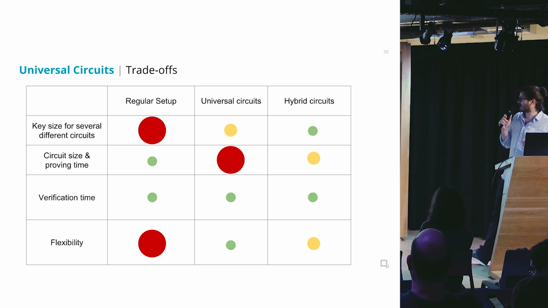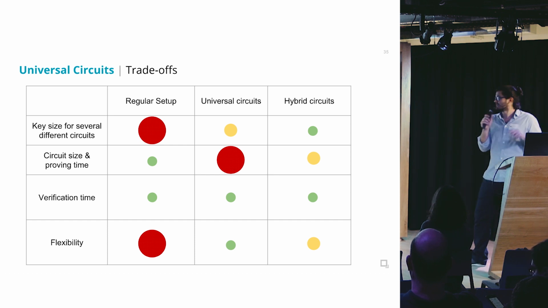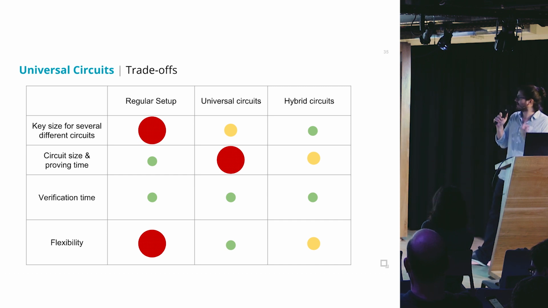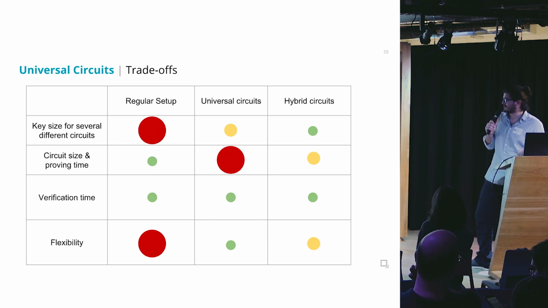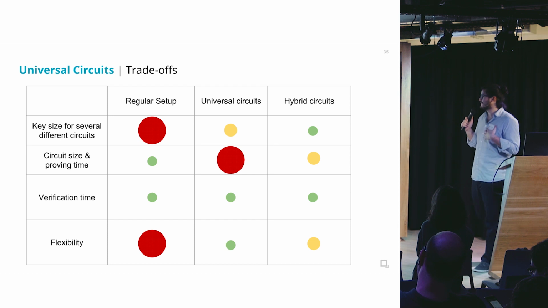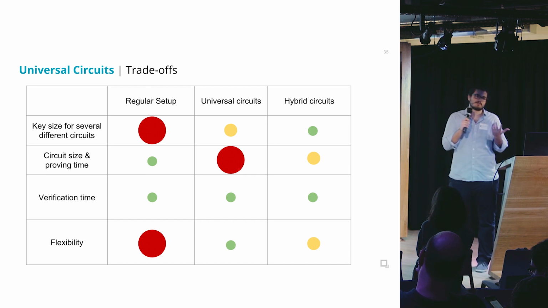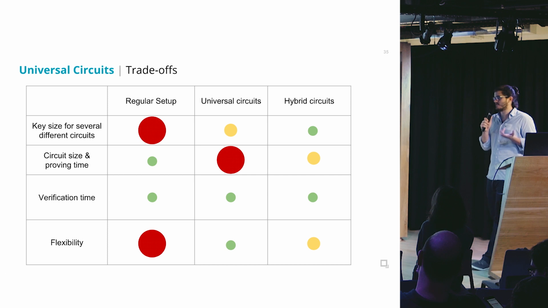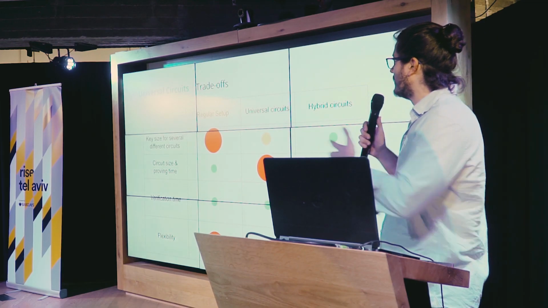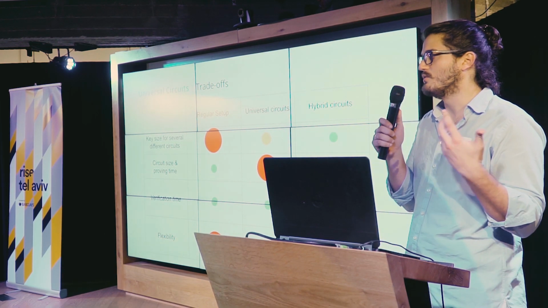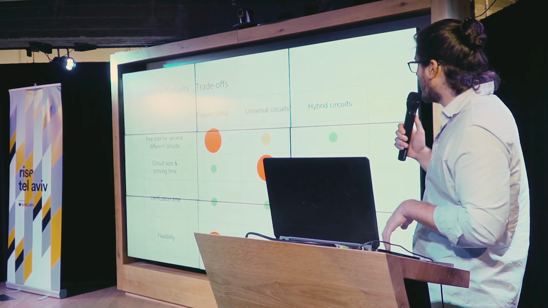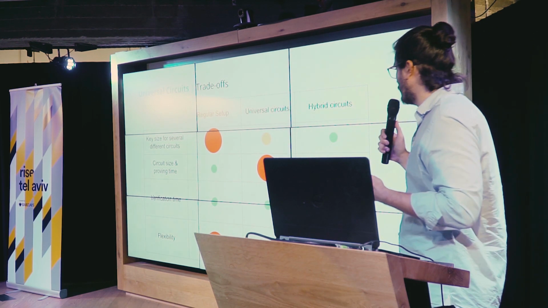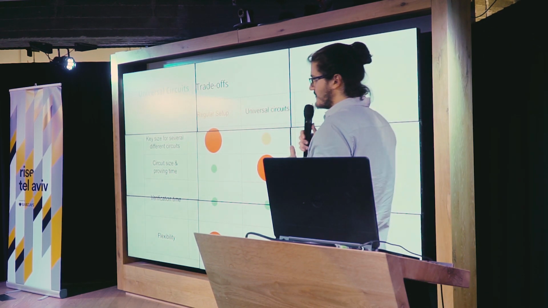And, in quotations, it depends on the circuit itself. In the hybrid situation, because we are removing a lot of the overhead, the key size is much better, but you still have one pair of keys. Now, for circuit size and proving time, the regular setup is much, much better, right? There's no way of arguing with this. That's why, if this is used, we would say to use it with small circuits. With universal circuits, the circuit size is the worst, and hybrid, as we saw, still has an overhead, but not as big.